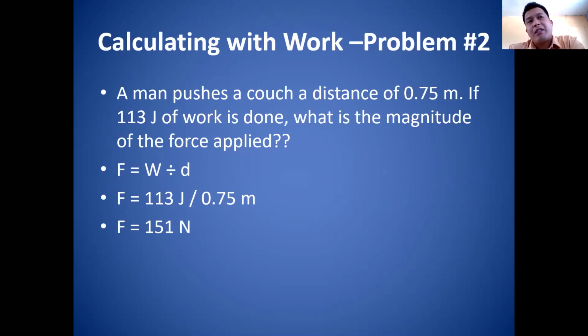Probably I just use the rounded value here. Let me get my calculator. So the exact value here is 113 divided by 0.75. You can have the answer 150.67. I just thought to give the whole value here. But by exactness of the value, it should be 150.67 Newton. Get it?